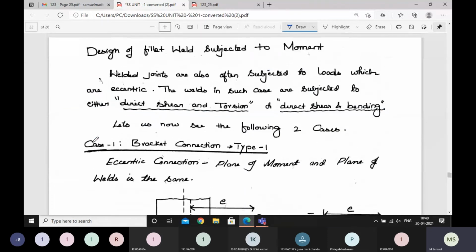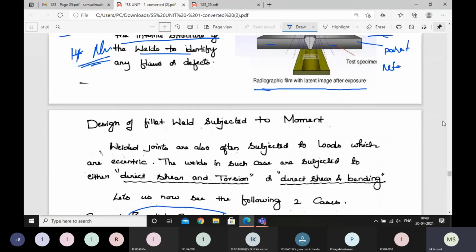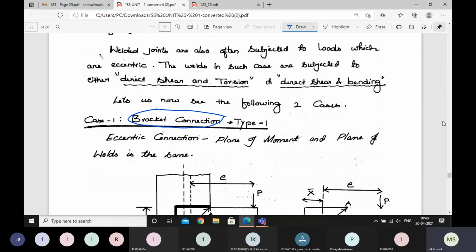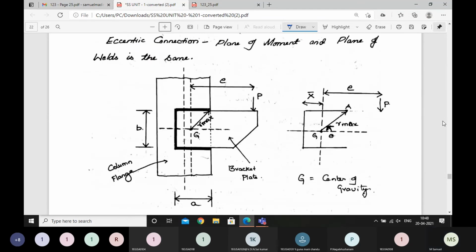Okay, so as I told you yesterday, we are going to see about bracket connections. What is a bracket connection? Let me explain with a very simple example. See here, this is a bracket.